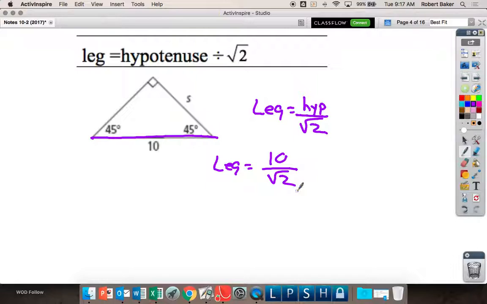That is mathematically inappropriate. You can never have a radical as the denominator. Doesn't work. So how do you get rid of the radical as the denominator? This is the hardest part of this whole concept. What is 10 divided by the square root of 2?